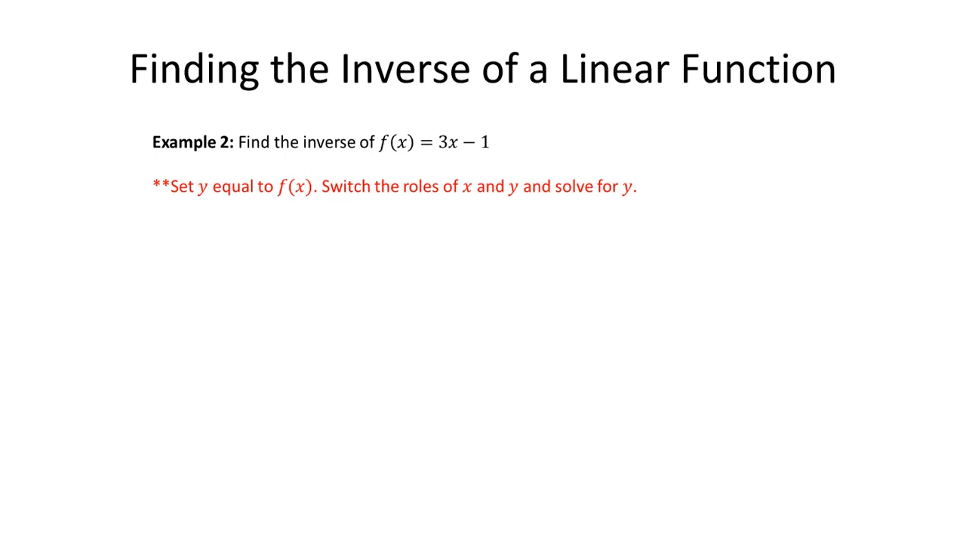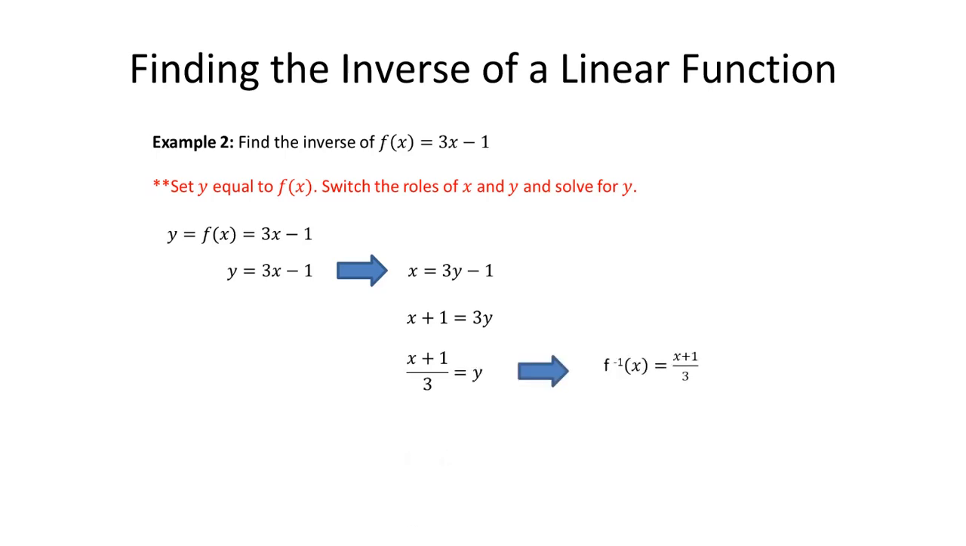Now, in example 2, we've got another linear function. So we're going to go ahead and start with this. What we're going to do is we're going to switch the f of x and make it a y, and then we're going to switch the x's and y's and then solve for y. And again, we're just using inverse operations. We're going to add 1 to both sides, and then we're going to divide by 3. We end up with f inverse of x is equal to x plus 1 over 3. Or we can divide both the x and the 1 by 3 and get f inverse of x equals 1/3 x plus 1/3.